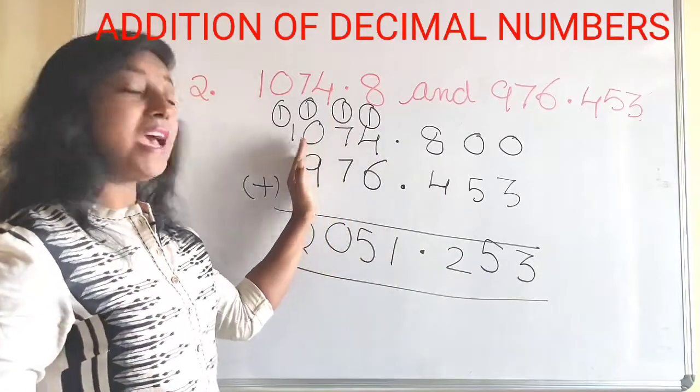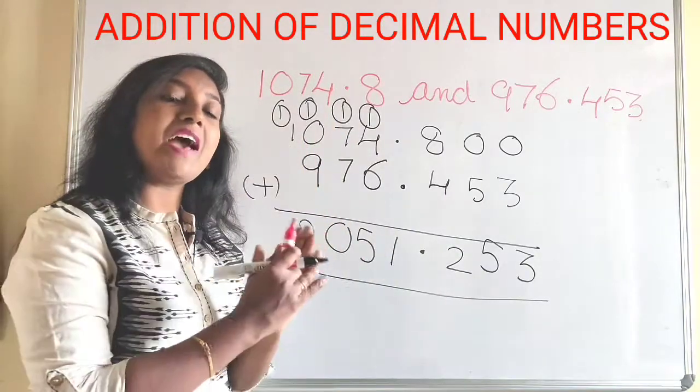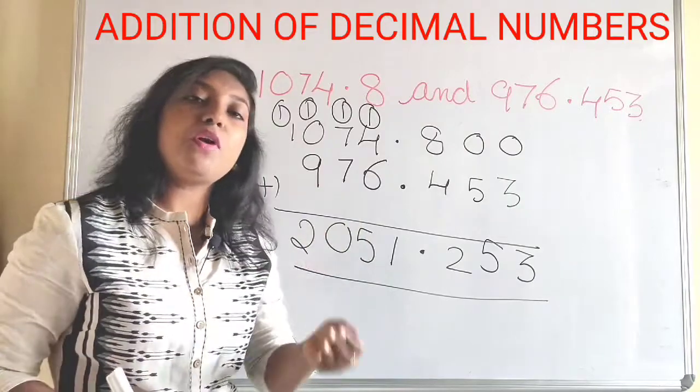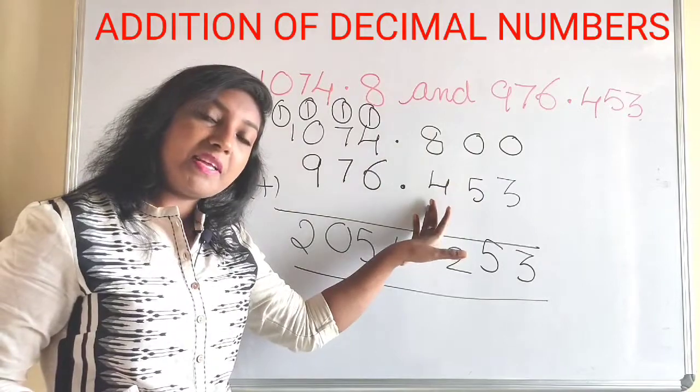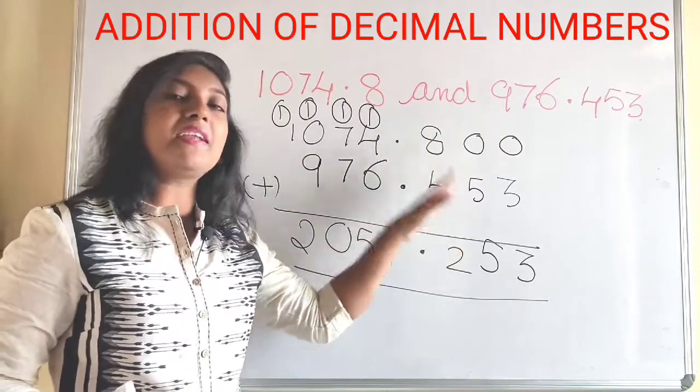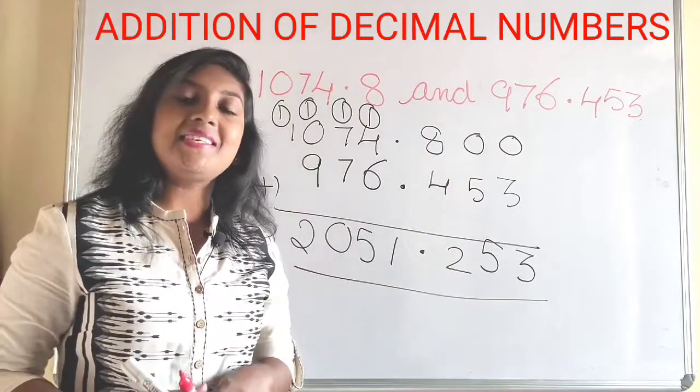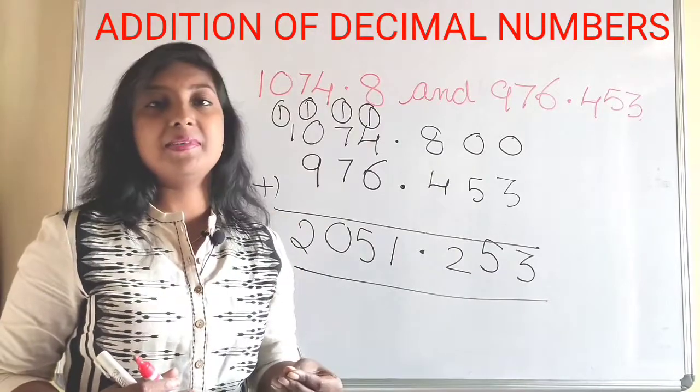Whenever they have not given any place, we have to leave it, or you can place 0 in order to fill that place. And write the decimal number under the decimal number and continue the addition. Now let us see how to subtract the decimal numbers.